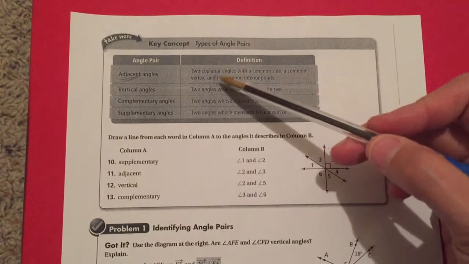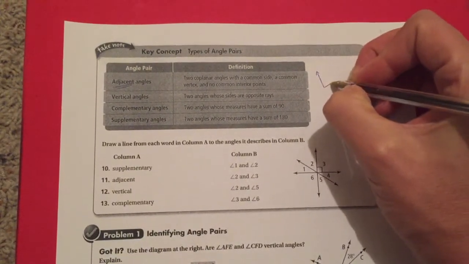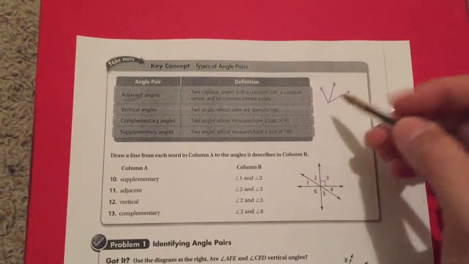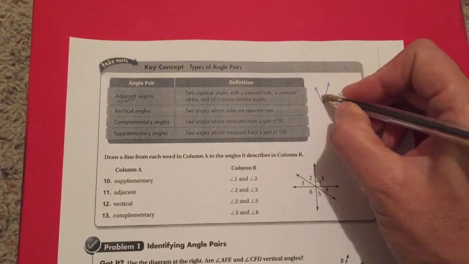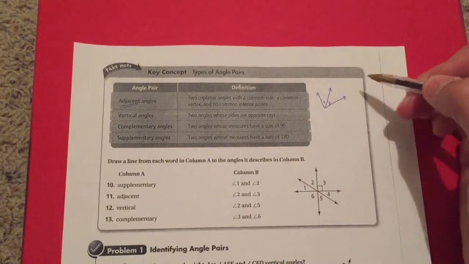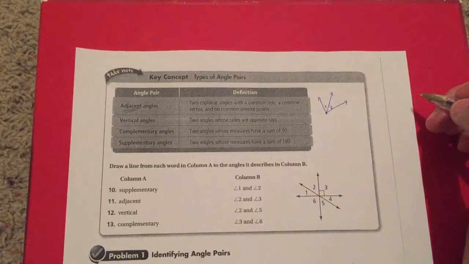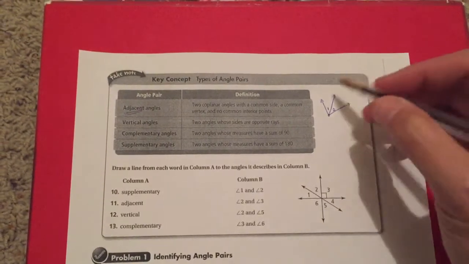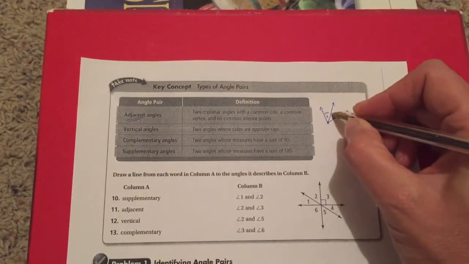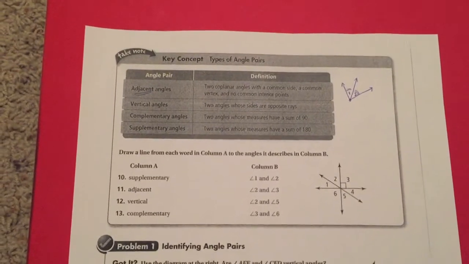So the definition says two coplanar angles, so they're in the same plane, would have a common side. So if this was angle 1 and this was angle 2, their common side would be this one in the middle. They have a common vertex right here, but no common interior point. So this angle here is completely sitting next to this angle here. They don't share any common interior points, so those would be adjacent angles.